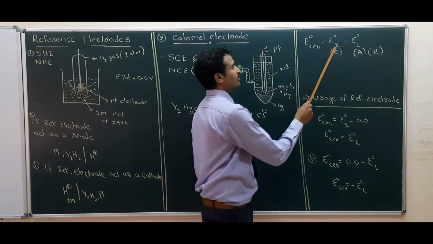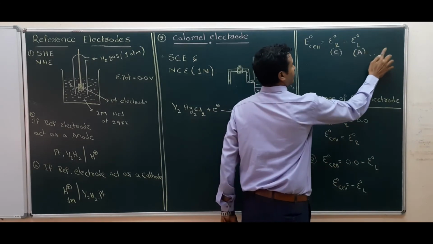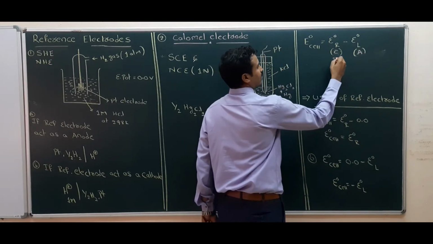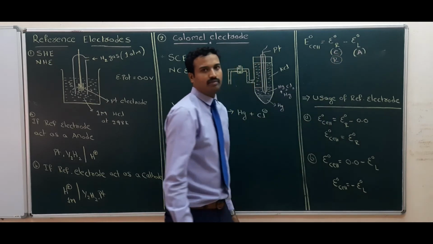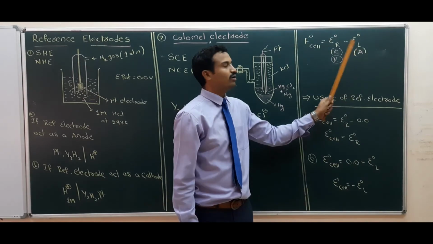In the same way, if we want to calculate the anode reduction potential value, then in place of the cathode, we connect the reference electrode. Then we will get the anode value.